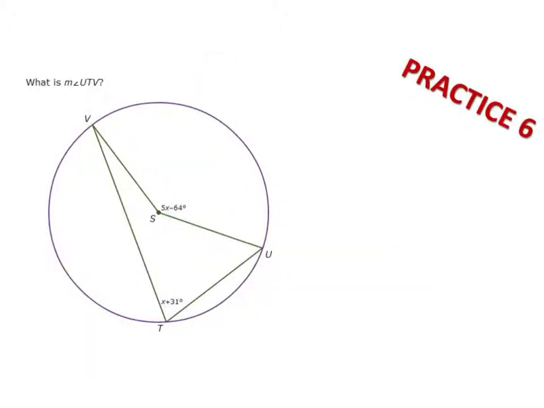Here's your final practice problem. It is, what is the measure of angle UTV? Make sure that you use my formula from the problem I did, which is 2 times the inscribed angle equals the central angle. And you have to take 2 times everything that you see.